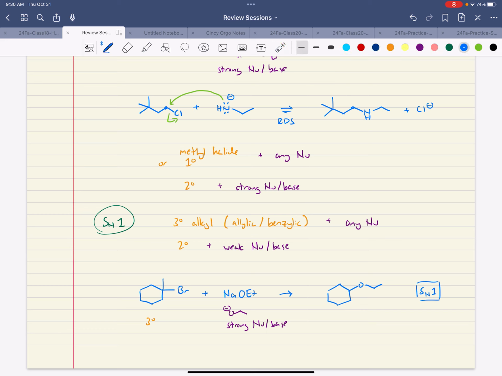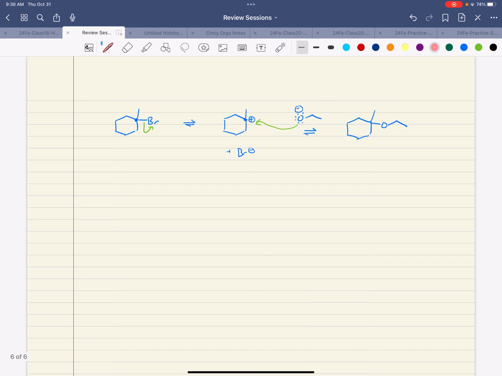Let's label the molecules. Up here you had an amine. This is an ether. And I have the same ether here. I think that's it for the mechanism. Pretty simple. You wait for the carbocation in SN1.